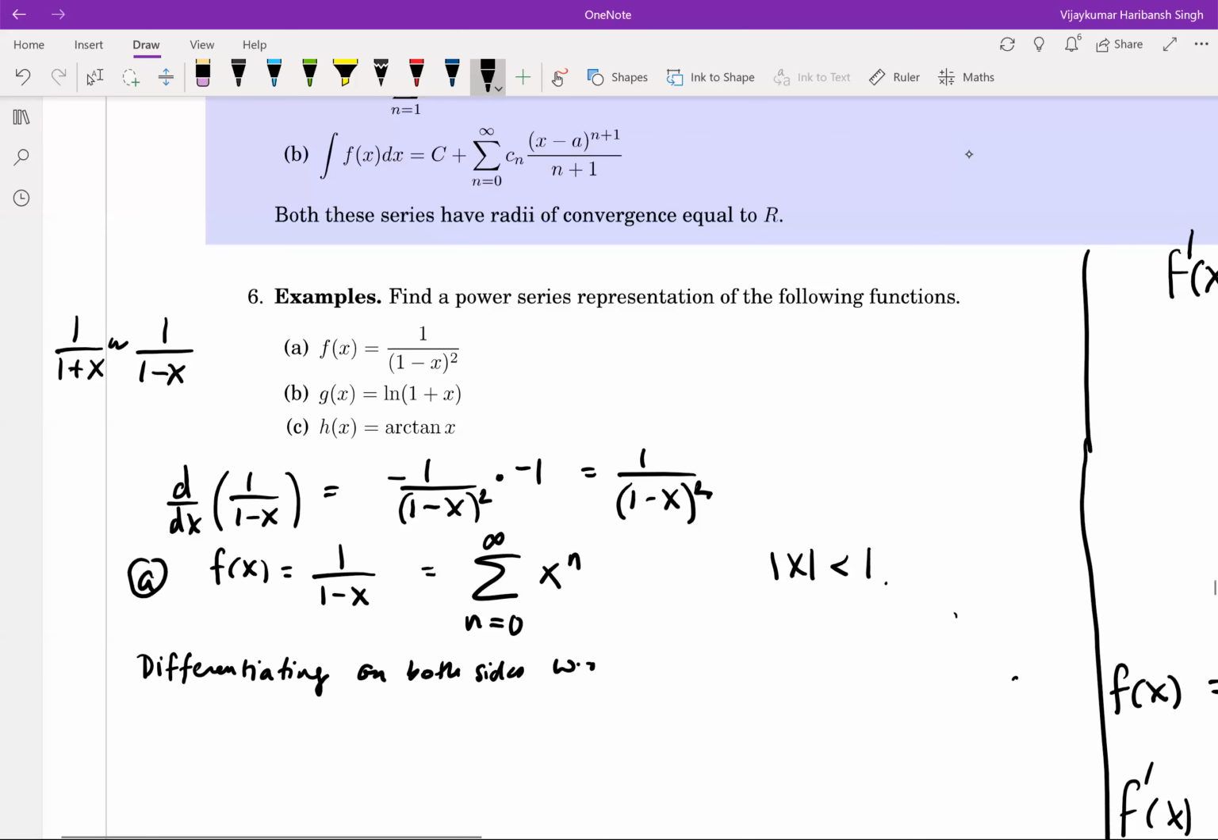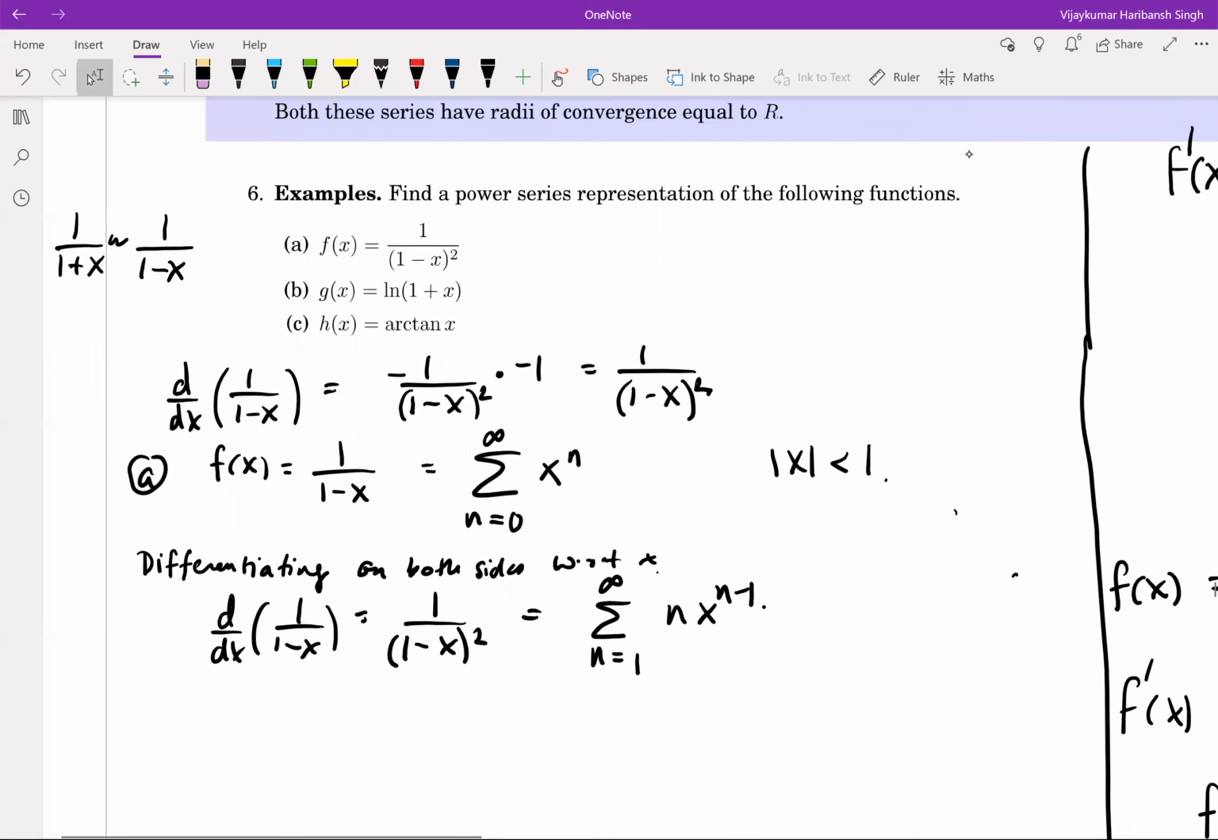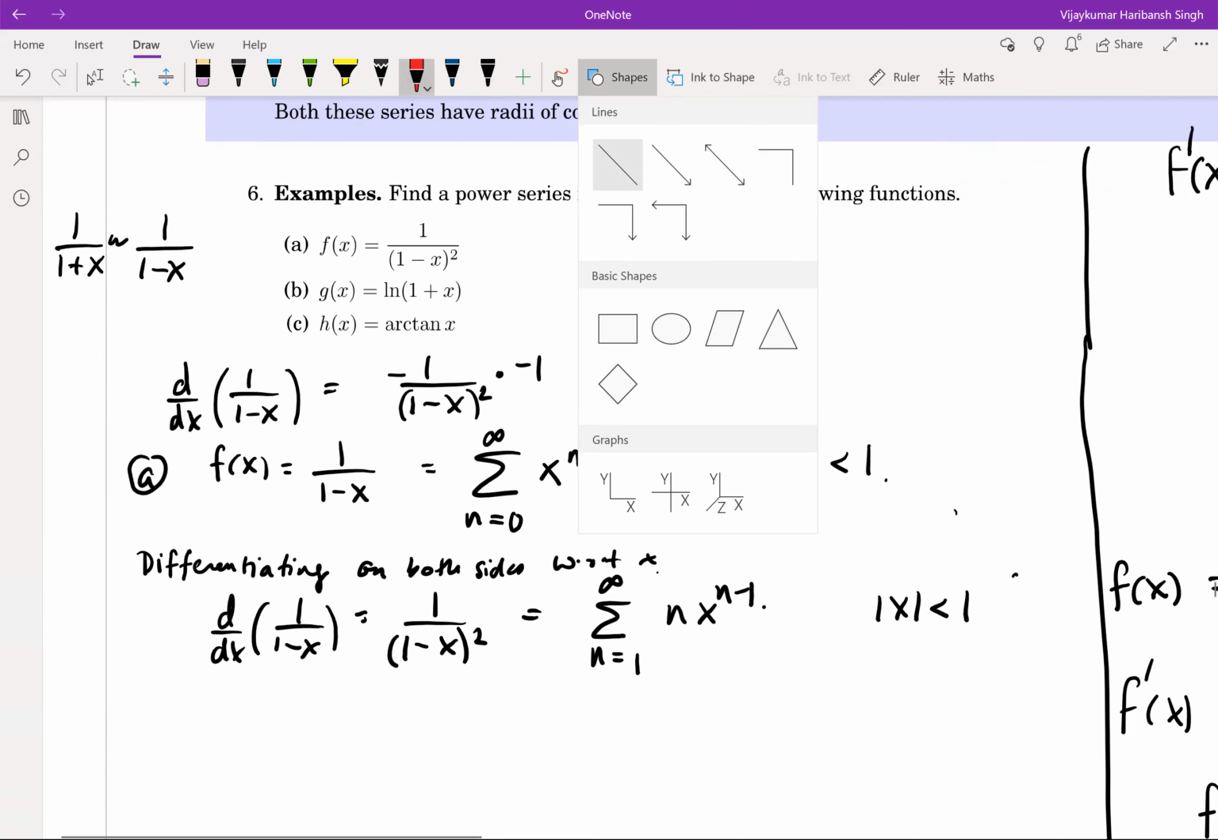with respect to x, the derivative of 1 upon 1 minus x is 1 upon (1 minus x) squared. On the other side, we get the summation n equals, instead of starting with 0, you'll start with 1, going to infinity, of the derivative of x to the n, which is n times x to the power n minus 1. Again, this is valid for the absolute value of x less than 1. So you've got your power series representation here.